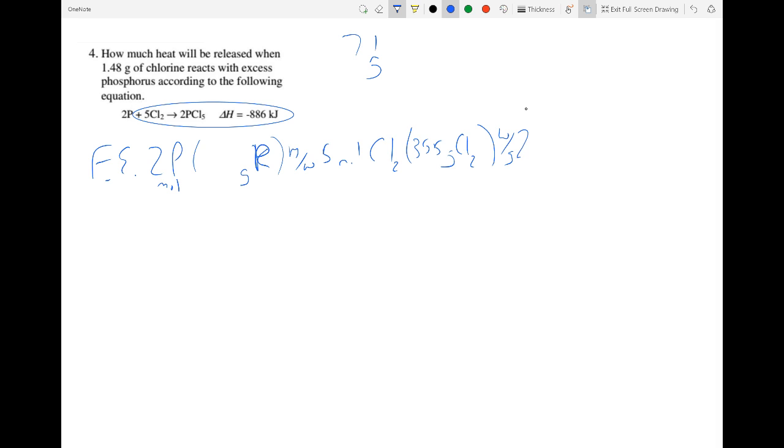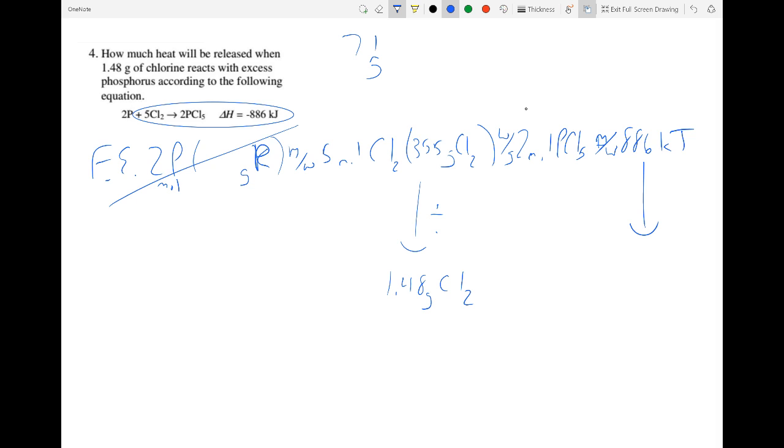we get 2 moles of PCl5 mixed with 886 kilojoules of energy. That's what that equation tells us. And this one says, I don't even need to look this one up. We start with 1.48 grams of chlorine, and it says how much energy do we get.